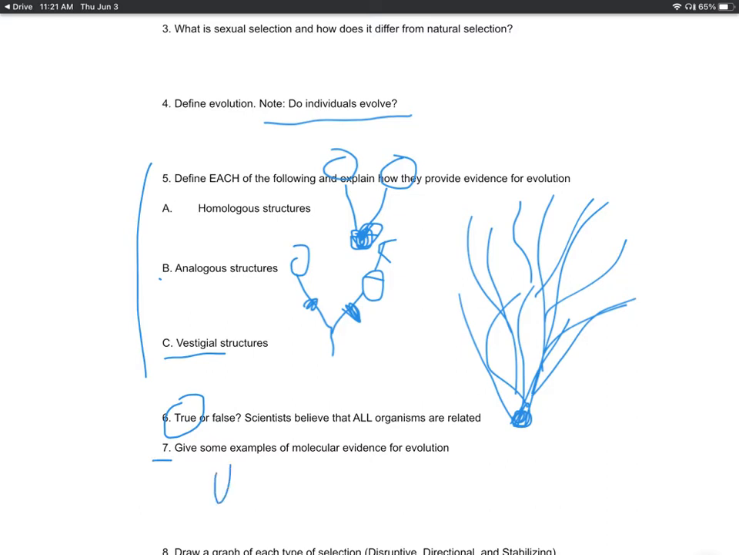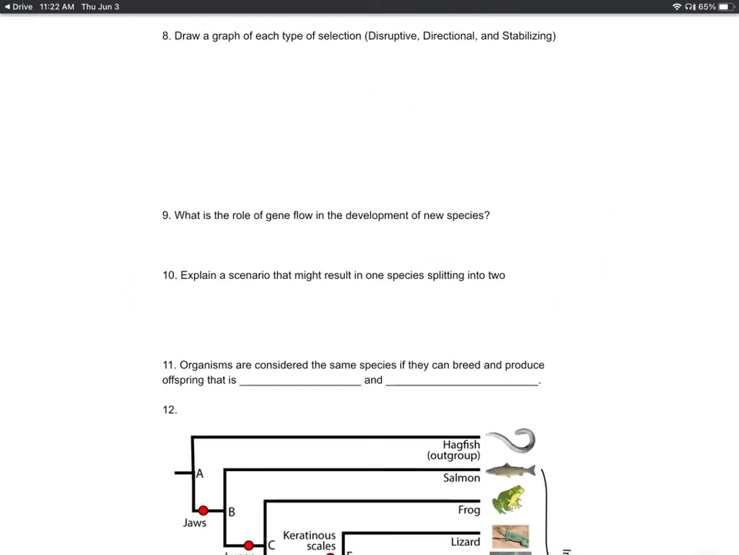Molecular evidence for evolution. So big thing you're looking at there is DNA. So comparing DNA from different species and seeing places where the DNA is very similar in different species and in a lot of species. So like how our DNA is very, very similar to chimpanzees' DNA and gorillas' DNA. It shows us that we are closely related to chimpanzees and gorillas because we have all of that in common. You can also look at the structure of proteins and see how similar those are. That's another molecular evidence piece.